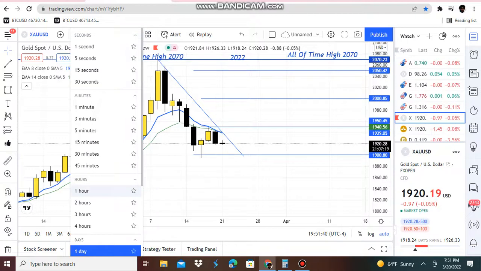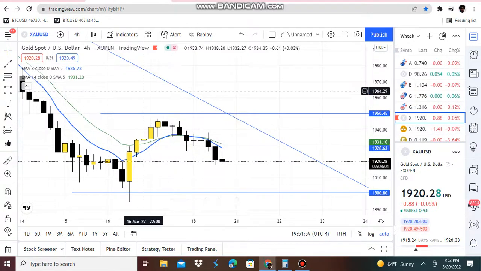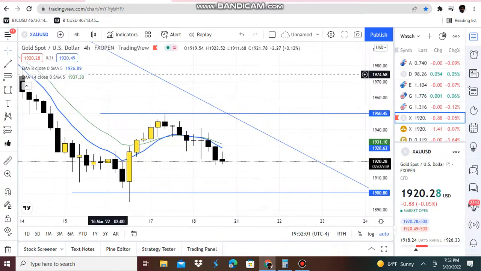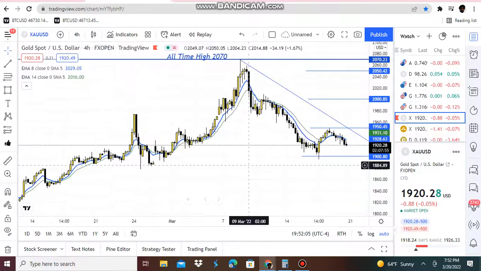So let's break that down now. If we go to the, you can see that exactly what happened. Once price got to 1950, it started heading back down to 1900. It's at 1918 right now. So how would we have done this? After seeing this downtrend, how would we have played this?